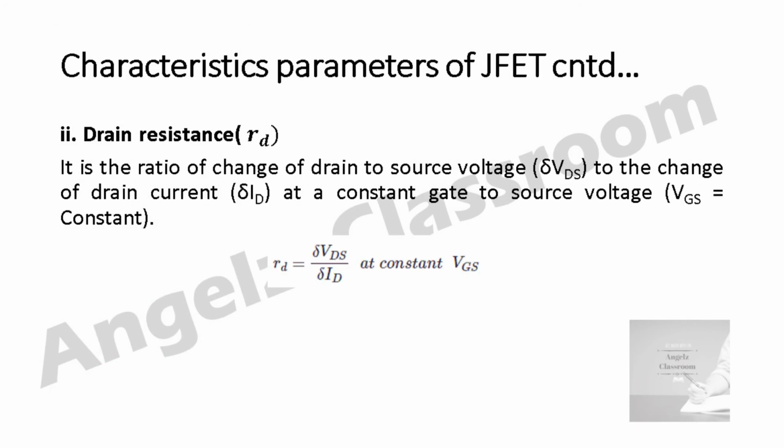In this equation, I am going to substitute GMO instead of minus 2 IDSS divided by Vp term. Next parameter is my drain resistance. So, drain resistance is the ratio of change in drain to source voltage to the change in drain current. At this time, my gate source voltage should be kept constant.